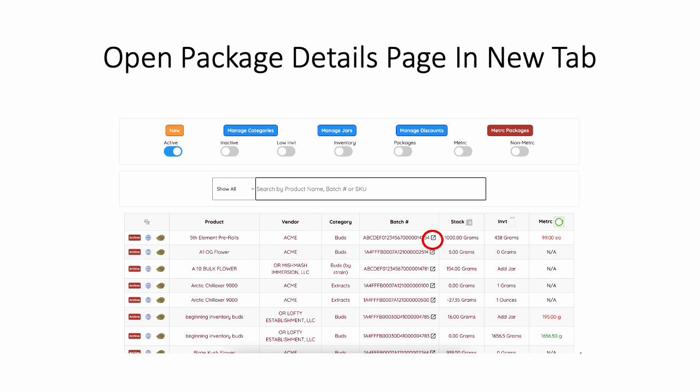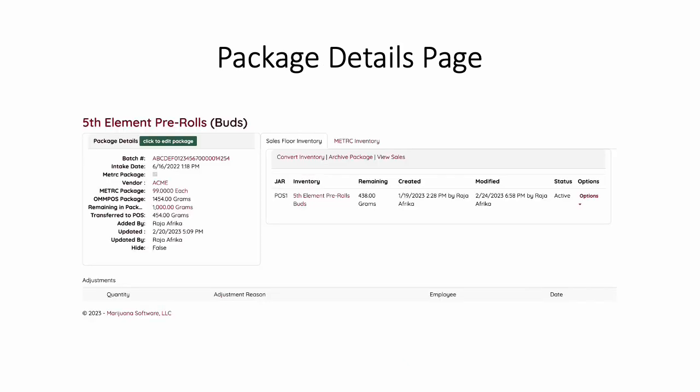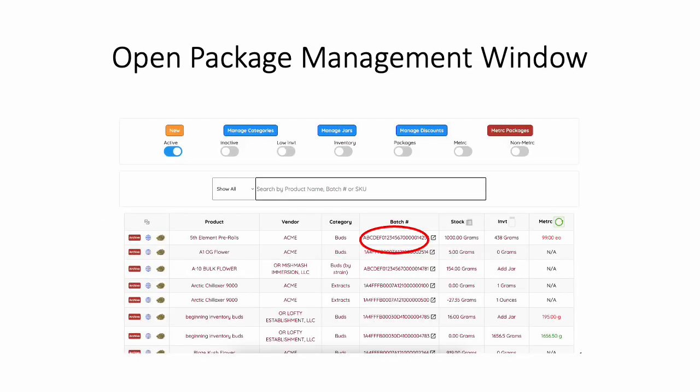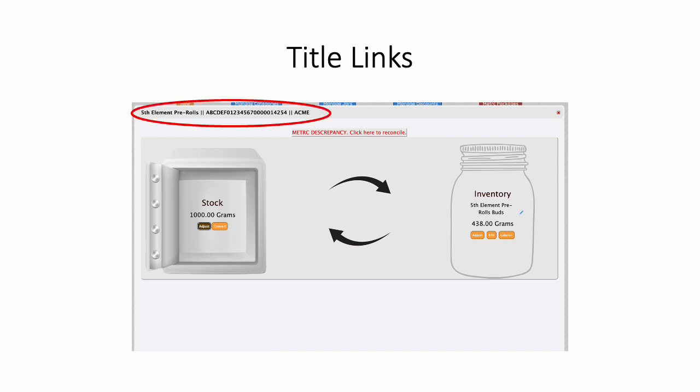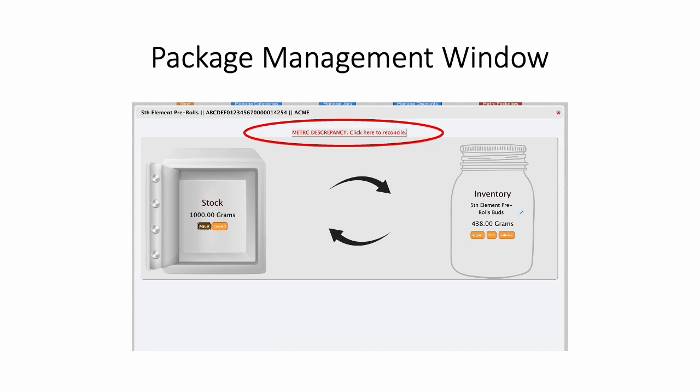Next, I'll show you how to access the package details page. Click on the icon to the right of the batch number. After clicking on that icon, the package details page will open up in a new tab. To make adjustments, transfer inventory, and more, click on the batch number to open the package management window. Within the package management window, you can easily make updates to the package. You can use the links in the title to navigate to the products template page, the products details page, and the vendor profile page.